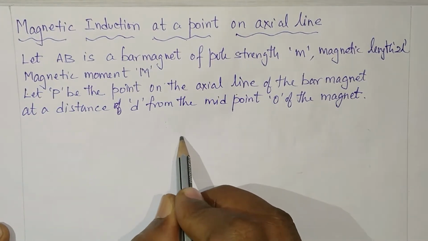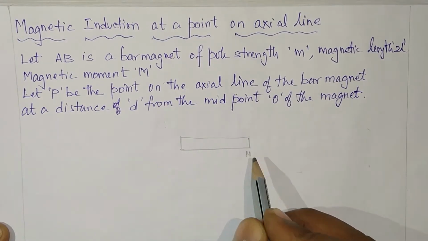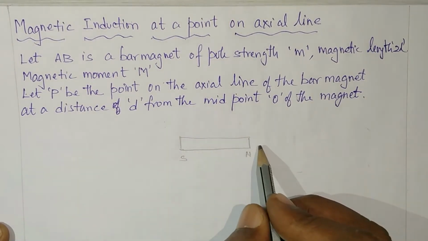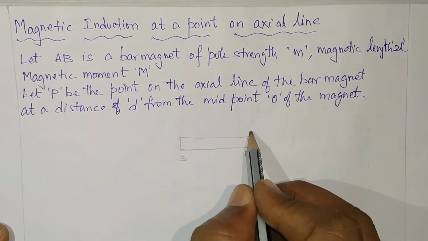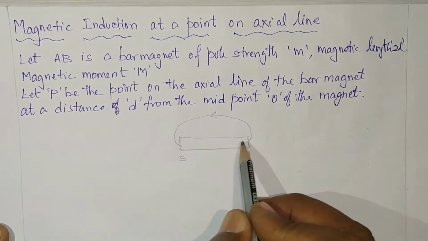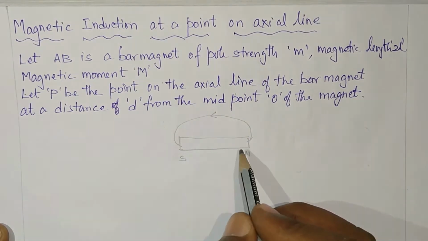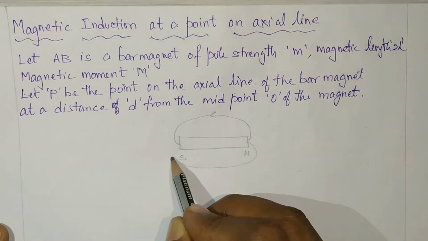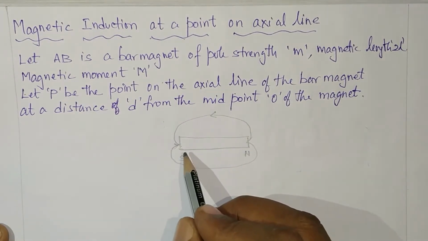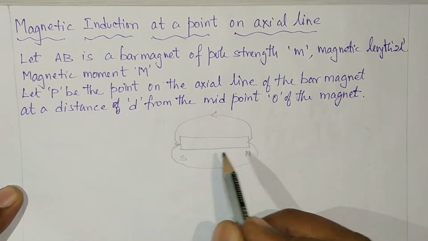For example, I will take a bar magnet here. A bar magnet has two poles, north pole and south pole. It has a field around it from north to south. So the measure of magnetic field both in magnitude and direction is called as what? Magnetic induction. Now in this case we have to find the magnetic induction at a point on the axial line.